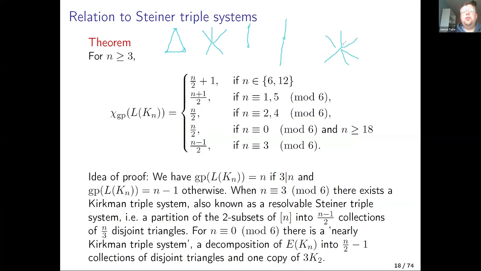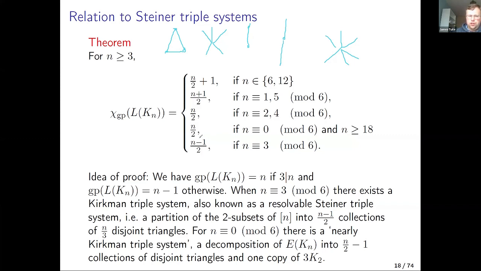So when we come to think about coloring all of the vertices of the line graph of the complete graph, the question arises, can we decompose the graph into collections of triangles? And this is connected with Steiner triple systems. In fact, resolvable Steiner triple systems. Can we decompose the edges of the complete graph into collections of Steiner triple systems? That's also known as a Kirkman triple system, and it turns out that these exist exactly when n is congruent to 3 mod 6. And this gives you the (n-1)/2 here.